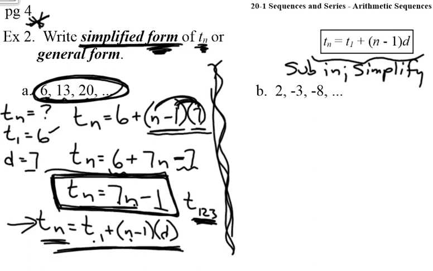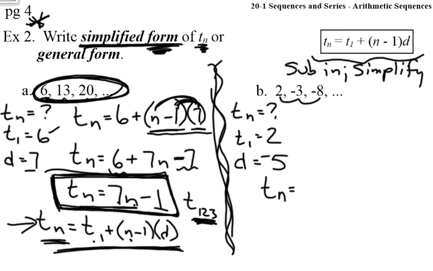So again, trying to simplify T of n. Well, we know that term 1 is 2. We know that our common difference, 2 to negative 3, negative 3 to negative 8, we're going down by 5 each time, so our common difference is negative 5. So let's now plug in and simplify. T of n will be term 1 plus n minus 1. We don't know how many terms, but we do know that d is negative 5.